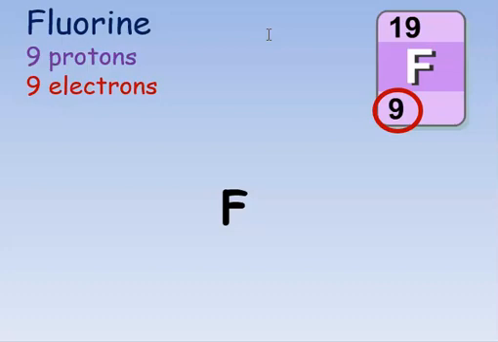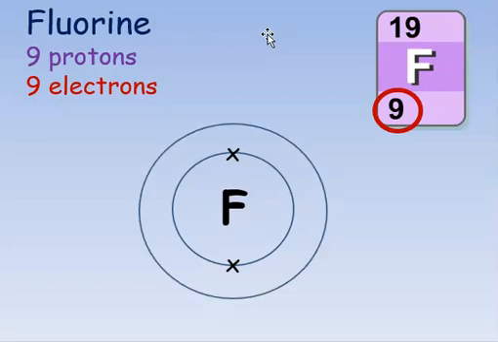To draw the electron configuration of fluorine, again we start with the symbol in the middle, which is F. We draw the first shell. The first shell has 2 electrons. 9 minus 2 makes 7, so we've got 7 electrons left. We start with the first 4 electrons, put them as far away from each other as possible. And then we have 3 electrons left that also go into the second shell.